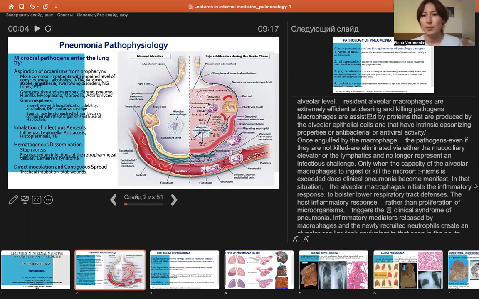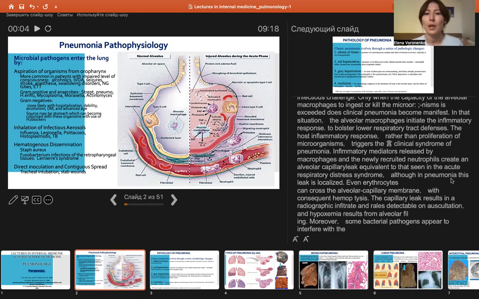Once engulfed by the macrophage, the pathogens, even if they are not killed, are eliminated via either the mucociliary elevator or the lymphatics, and no longer represent an infectious challenge. Only when the capacity of the alveolar macrophages to ingest or kill the microorganisms is exceeded does clinical pneumonia become manifest. In that situation, the alveolar macrophages initiate the inflammatory response to boost the lower respiratory tract defenses.